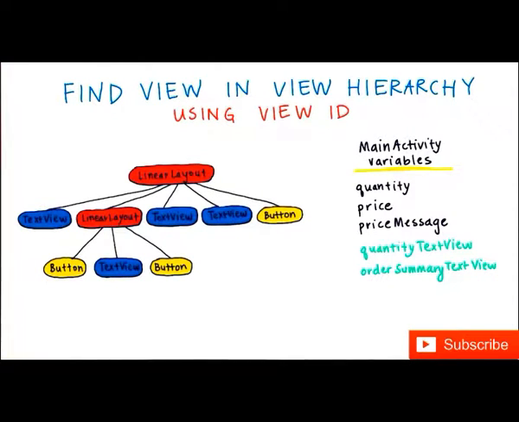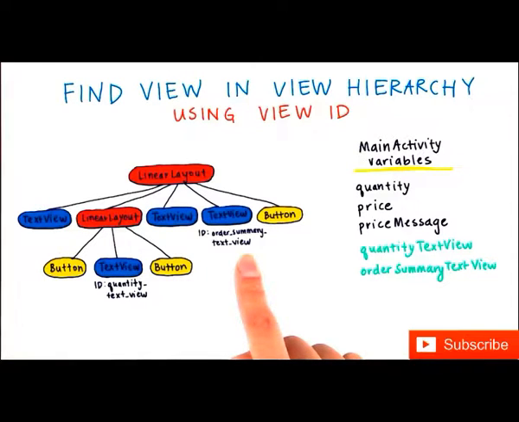But how do we make the connection between this variable here to this text view? And how do we make the connection between order summary text view here and this text view? Back in the layout XML file, remember that we assigned view IDs to certain views? For this text view, we gave it a view ID of quantity text view. For this view, we gave it an ID order summary text view.